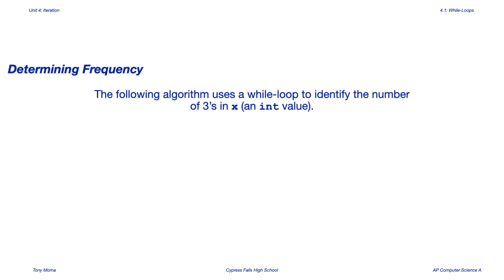Determining frequency. The following algorithm uses a while loop to identify the number of 3's in x. This algorithm is going to be very similar to the last one in that it also requires us to look at every single digit. But here, our goal isn't to print out every digit. Our goal is to see how many of these digits are equal to 3. So once again, we still want to look at each digit, but instead of printing it out, we're going to determine if it equals 3, and then keep count of the number of digits that equal 3.